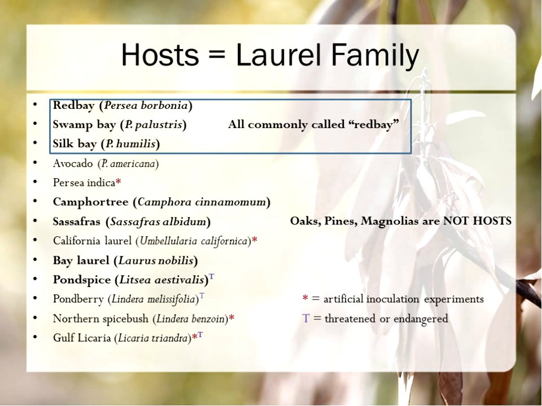There's lots of other hosts within the family Lauraceae. A lot of them are either threatened or endangered, like spicebush, Gulf Licaria, and pond spice. And then some were just done through artificial inoculation. And again, it's the laurel family only. So you're not going to get laurel wilt in pines, oaks, magnolias, or anything that isn't in the Lauraceae.